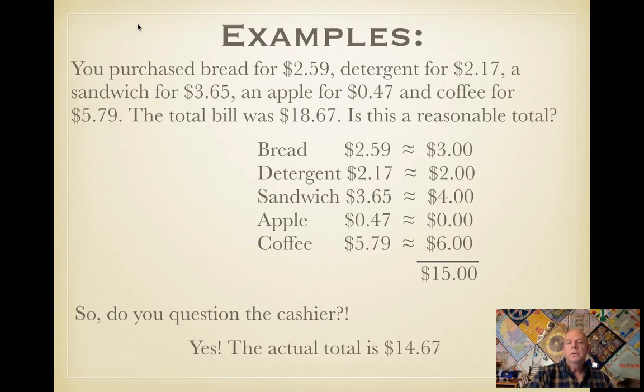The actual total is $14.67, so it's even less than our estimate. And so the $18.67 is off by $4. Who knows? I don't know what went wrong, but you would have lost $4 in this process if you didn't question it. And so you just need to have those estimation skills. Okay? All right.